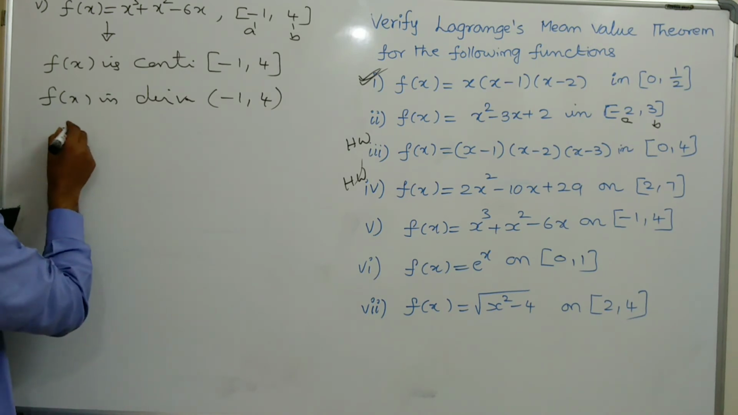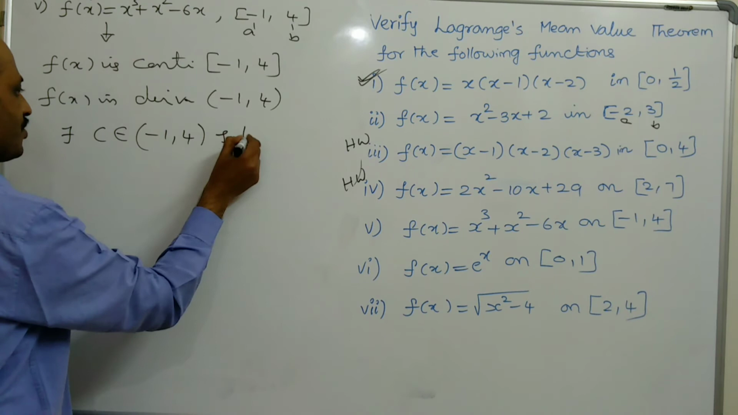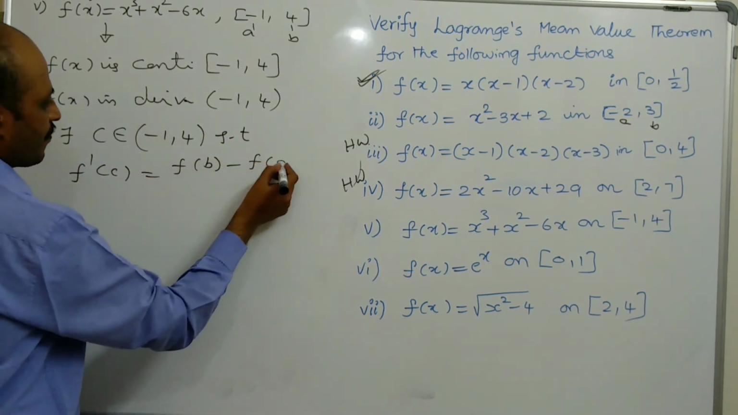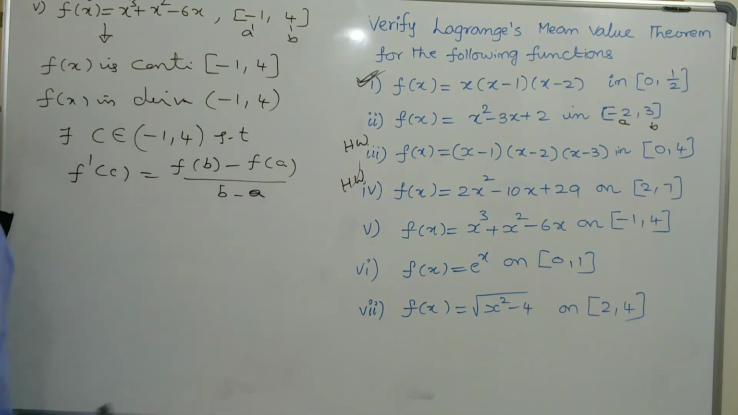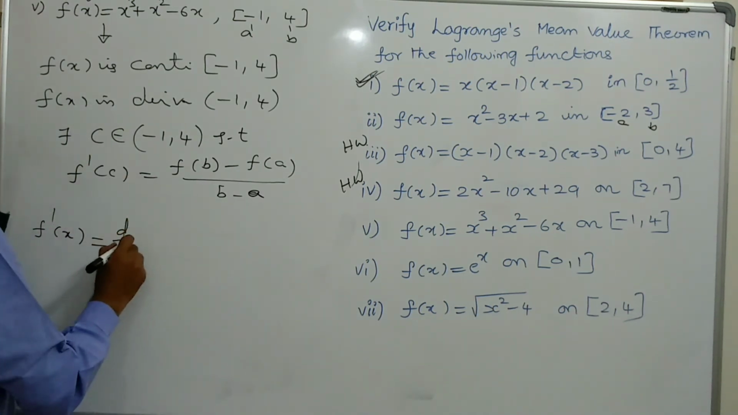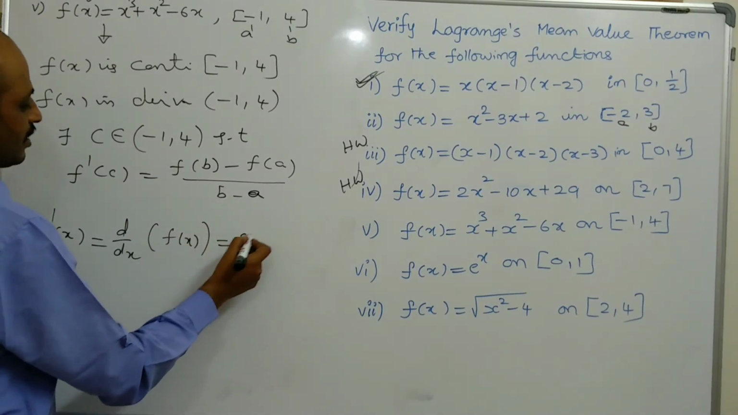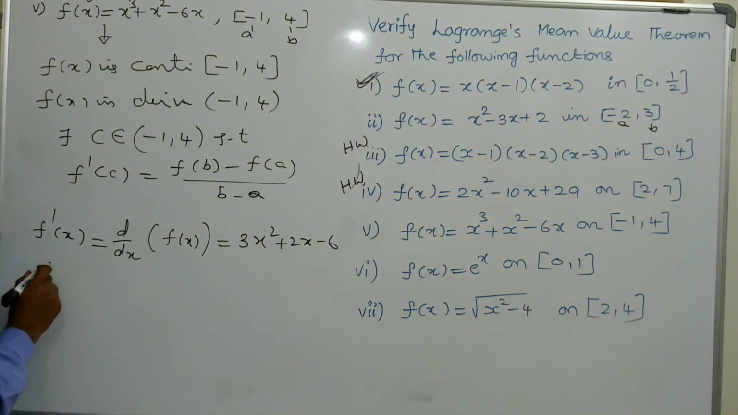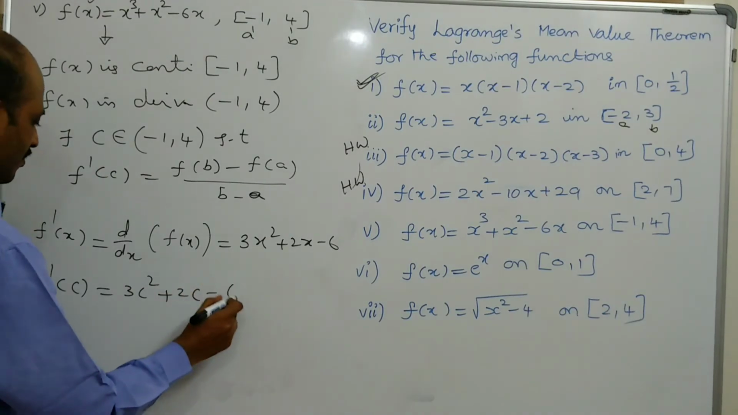Therefore, there exists a constant c belongs to the open interval minus 1 comma 4 such that f dash of c is equal to f of b minus f of a by b minus a. This is known as Lagrange's mean value theorem. Let us calculate f dash of x. What is f dash of x? d by dx of f of x. This is nothing but 3x square plus 2x minus 6. So f dash of c is equal to 3c square plus 2c minus 6.